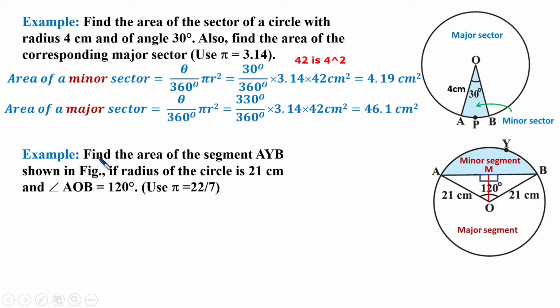So it is asking here, find the area of the segment AYB shown in the figure if the radius of the circle is 21 centimeters. This is the radius, and angle AOB is 120 degrees. So how do you find it?